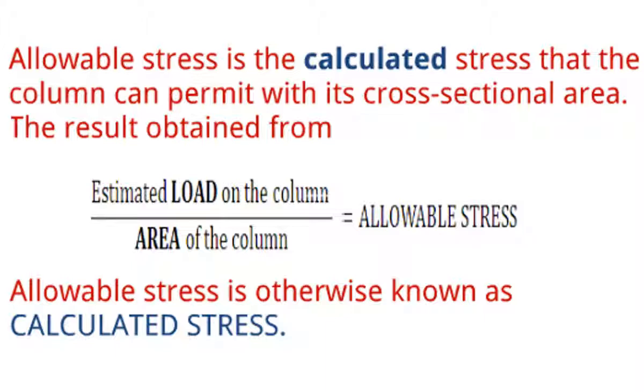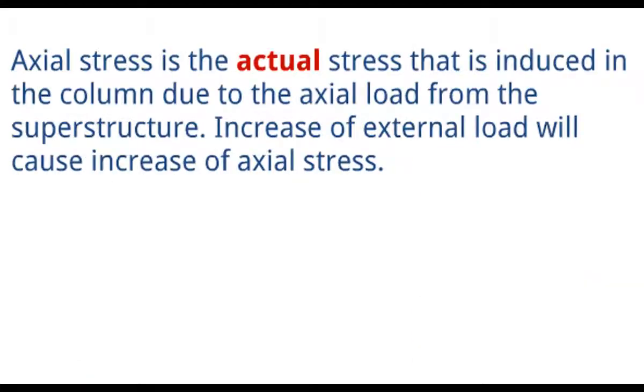From the relation, it is seen that the stress is inversely proportional to the cross-sectional area. That is, the smaller the cross-section, the higher the value of the allowable stress. On the other hand, axial stress is the actual stress that is induced in the column due to the axial load from the superstructure. You can see the difference. One is the calculated stress and the other is the actual stress.